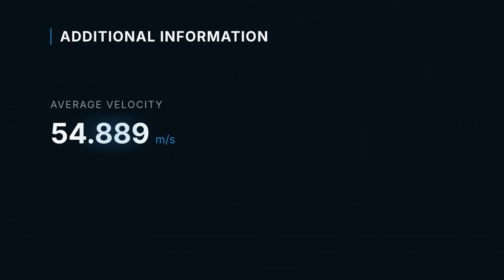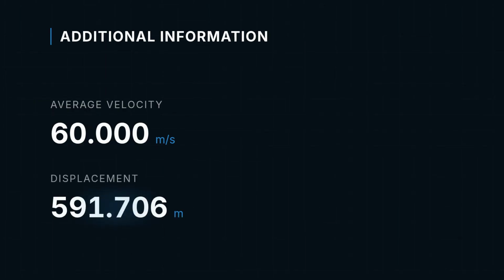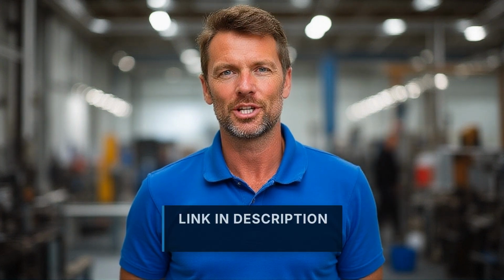The calculator displays the equation used, v equals u plus at. The additional information section provides average velocity at 60,000 meters per second and displacement at 600,000 meters, giving us a complete picture of the motion. This tool streamlines complex kinematics calculations for any engineering analysis.